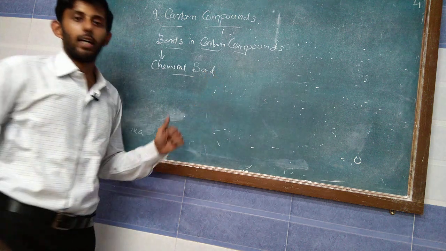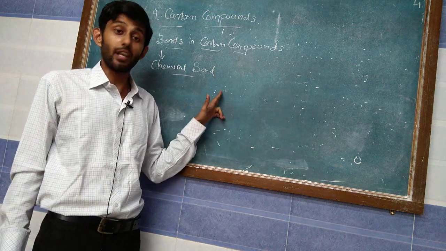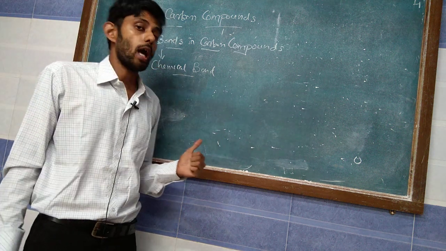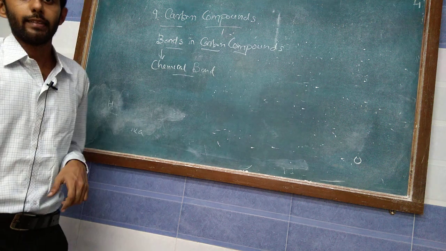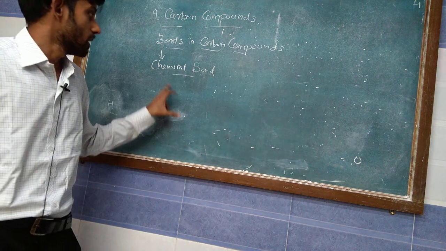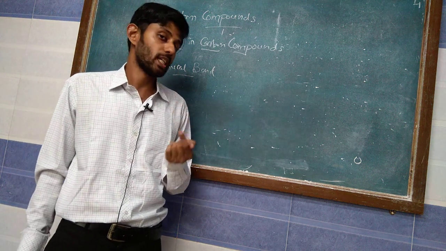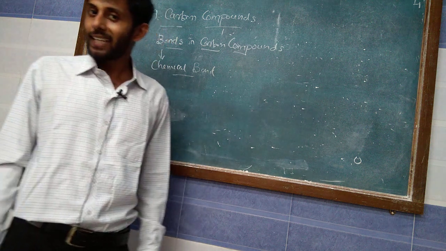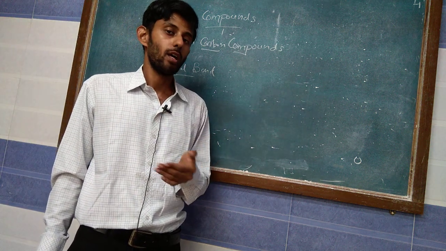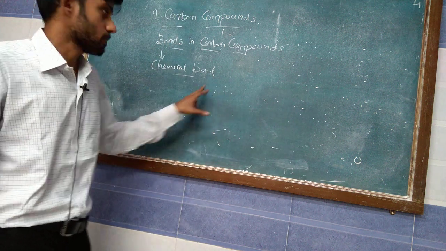Now, how do you define a chemical bond? We will define a chemical bond as the lasting force of attraction between atoms, ions or molecules that leads to the formation of new compounds. I repeat again, a chemical bond is the lasting force of attraction between atoms, ions or molecules that enables the formation of new compounds. Now this bond can be of two types.